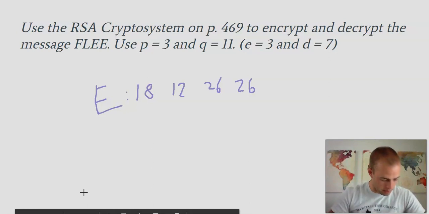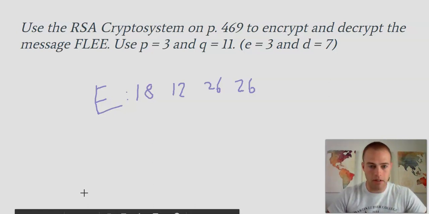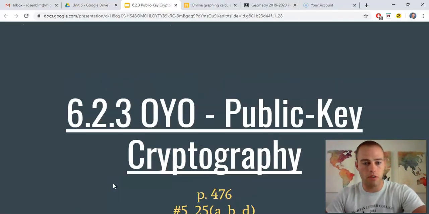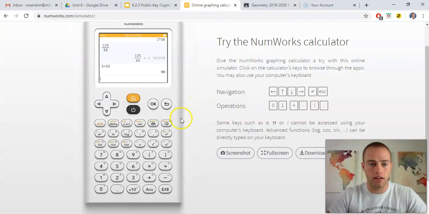So if you go back to page 469, the 3 steps for decrypting. We're going to raise each ciphertext number to the power of D. So I need to take each of these things to the 7th power. And then we're going to reduce each of those things mod n and see what they convert back to. Okay, so you should have those numbers written down. We're going to go back to our calculator.